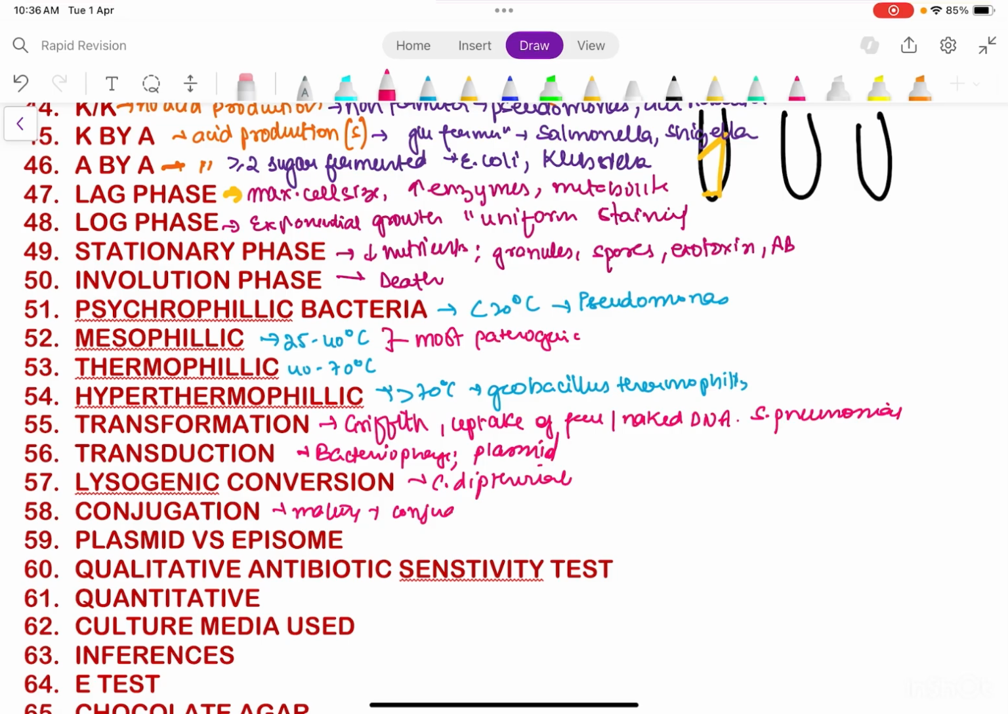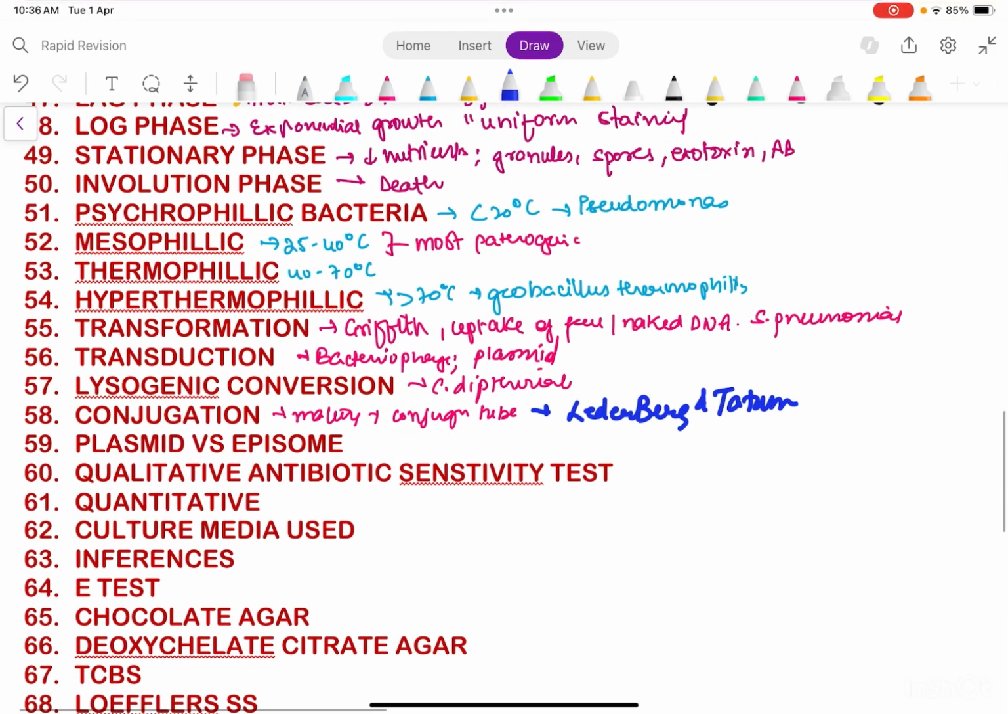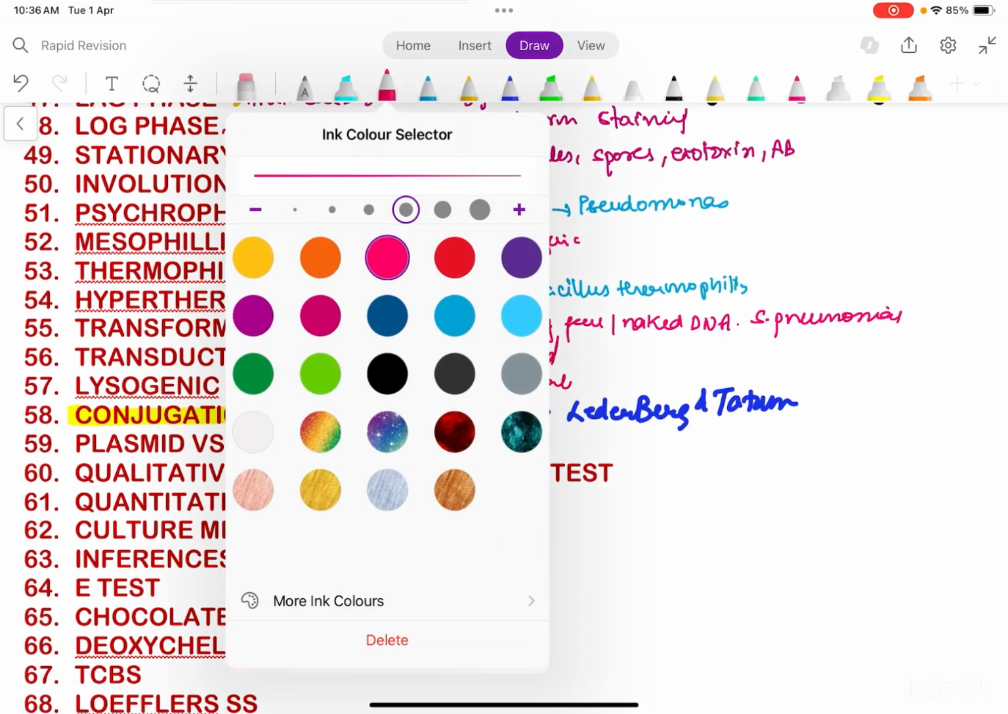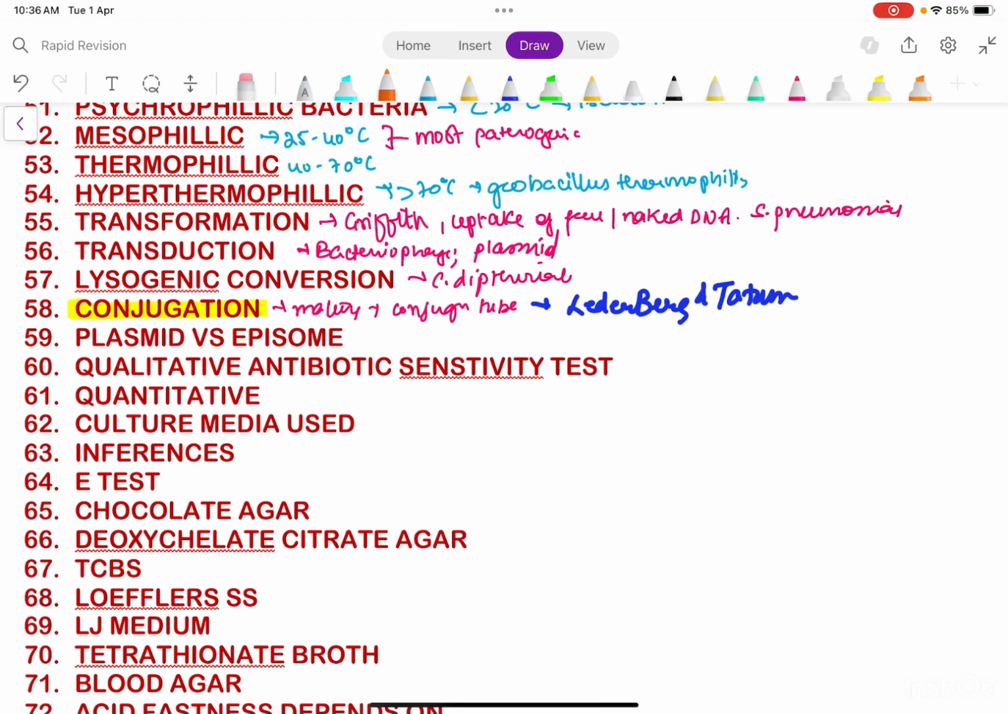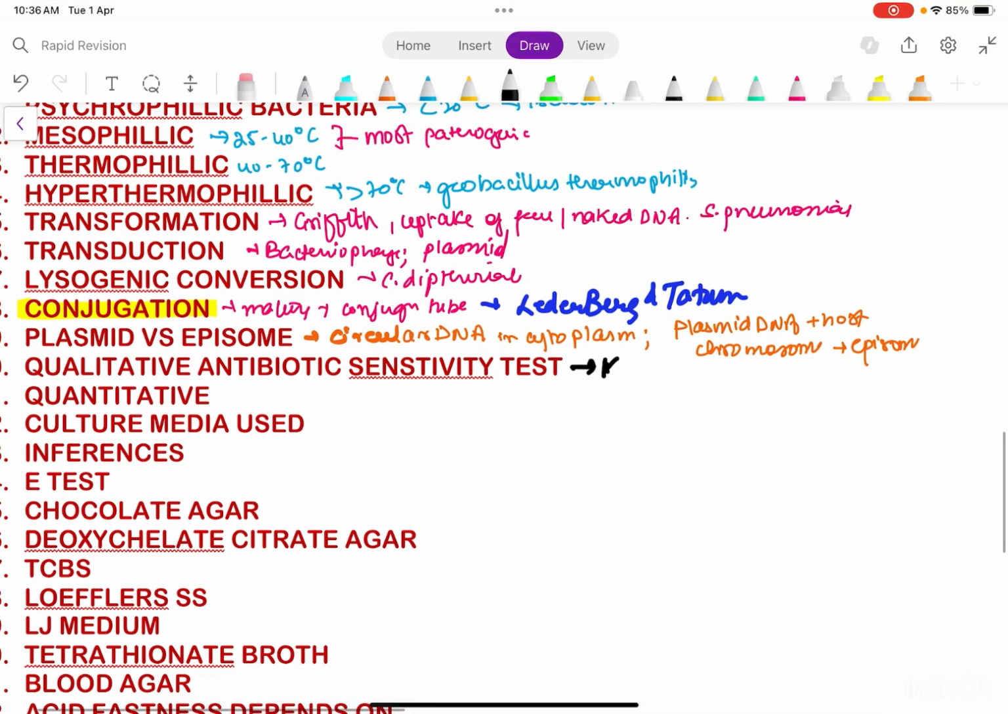Conjugation is mating plus you have a conjugation tube. Sometimes they ask, it was given by Lederberg and Tatum. If they are asking about the antibiotic resistance, it's due to conjugation. Then plasmid versus episome: circular DNA in the cytoplasm is plasmid, and plasmid DNA plus host chromosome is episome.